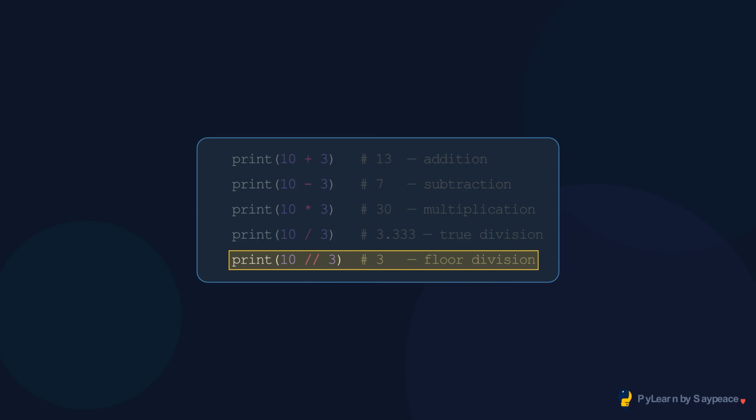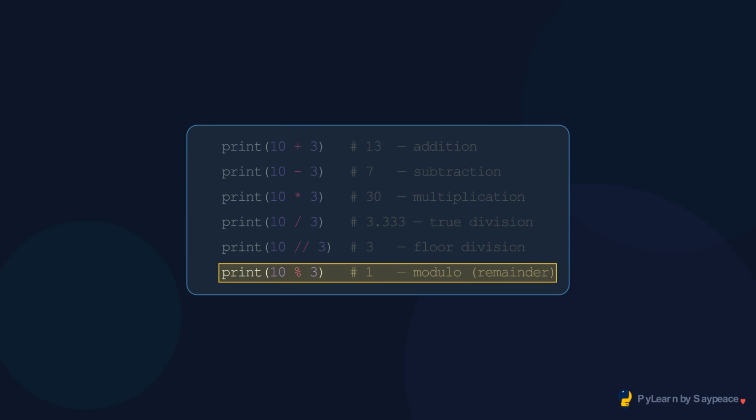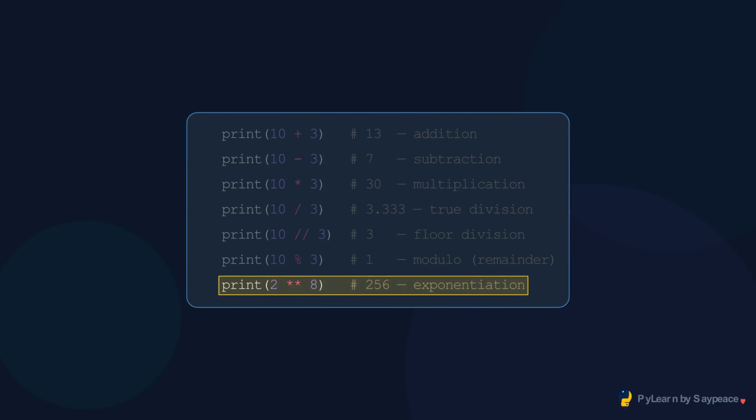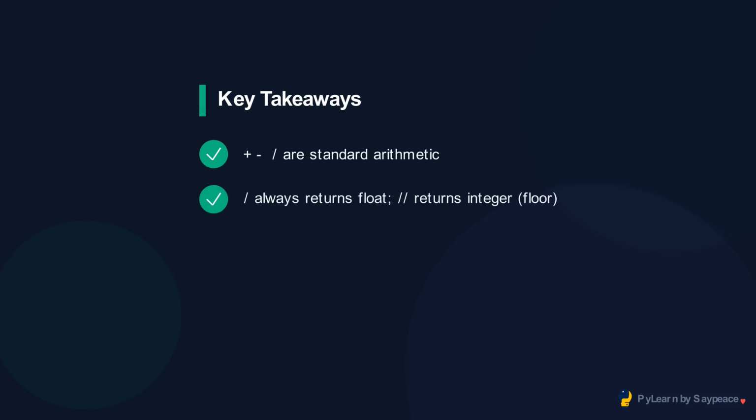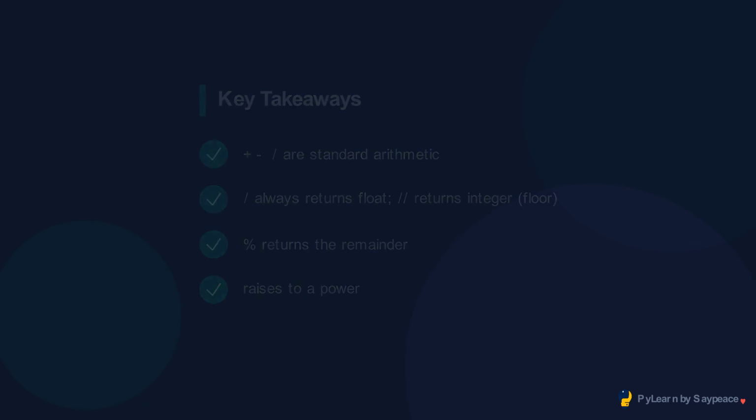2 slashes, divide and discard the decimal. Percent gives the remainder. 10 divided by 3 is 3 remainder 1. 2 asterisks raised to a power. 2 to the 8th is 256. 7 operators. Memorize what each does and you can calculate anything.